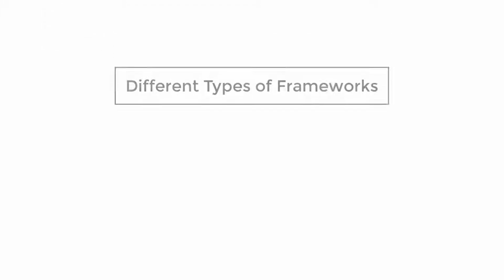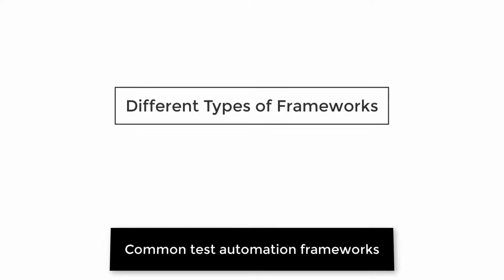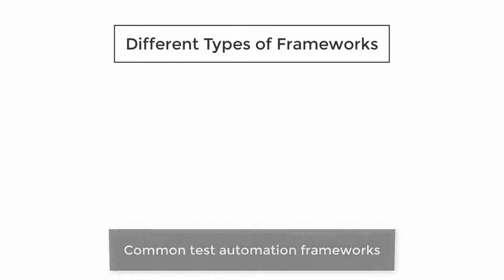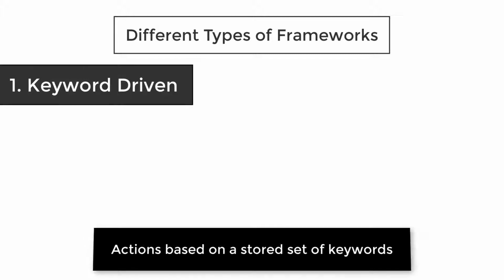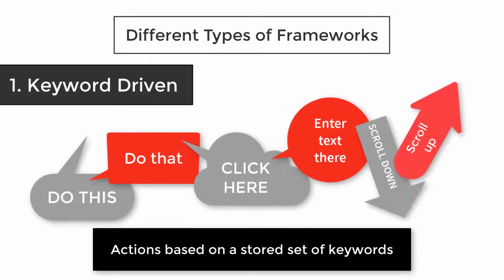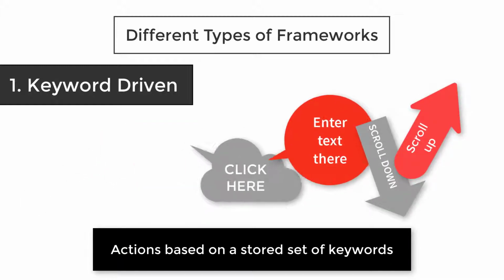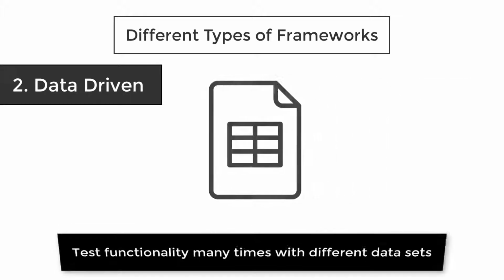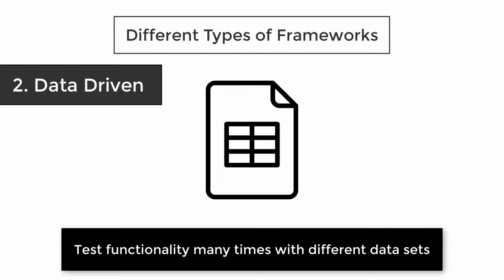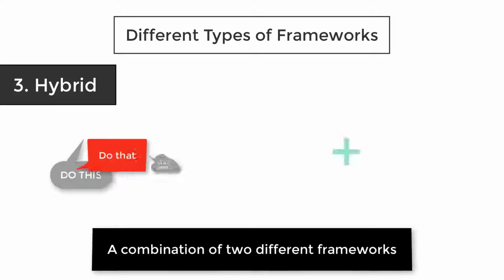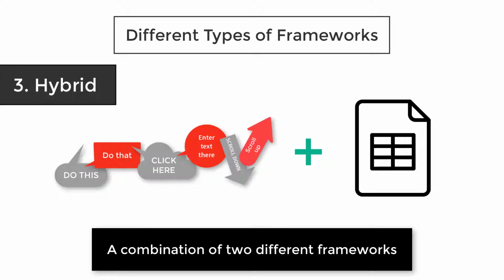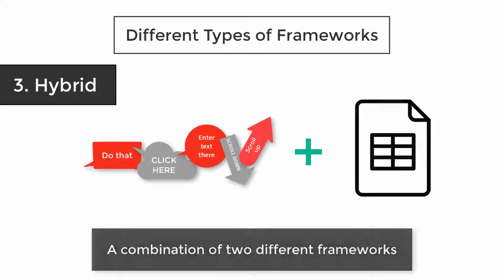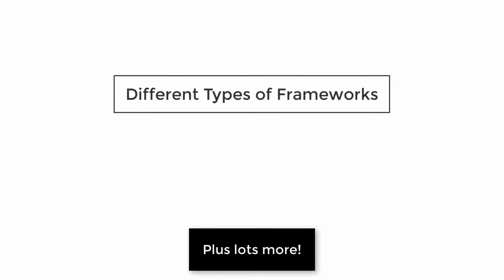In a similar vein, we have different types of frameworks. Common test automation frameworks include keyword-driven. This is a framework that's optimized to drive automated test actions based on a stored set of keywords. Each keyword dictates the actions to be carried out. Data-driven. Optimized to test the same scenario or test functionality many times with different data sets. Hybrid. A combination of two different frameworks optimized to meet multiple needs in automated testing. And there are many more different types of frameworks that we'll come onto in subsequent sessions.